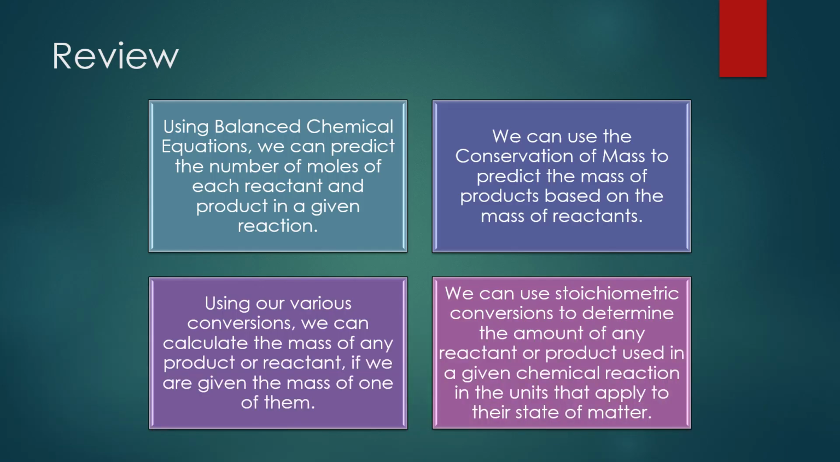Let's take a minute to try and summarize all of that math. Using balanced chemical equations, we can predict the number of moles of each reactant and product in a given reaction. We can use the conservation of mass to predict the mass of products produced in a given reaction, given the mass of the reactants, or vice versa. Using molar mass in the balanced chemical equation, we can calculate the mass of every individual reactant and product in a chemical reaction, assuming we are given at least one. And lastly, with our various stoichiometric conversions, we can determine the amount of any product or reactant used or produced in a chemical reaction if given at least one. And we can do so in the units that best apply to each component.